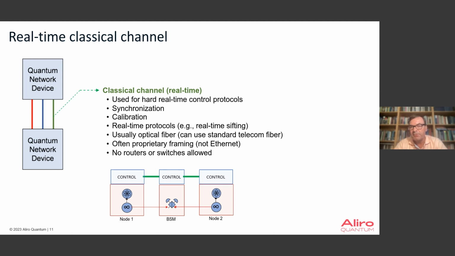Now, because these protocols use custom framing and not standard Ethernet framing, these hard real-time control protocols have to be carried over a dedicated and separate channel, which I refer to as the real-time classical channel. But there's no standard name for it. It's also known by many other names. If you look at the documentation of some of these products, you'll see terms like the service channel or the synchronization channel. But the main point is that because of this proprietary framing, the optical path for these real-time classical channels is not allowed to contain any IP routers or Ethernet switches, because they won't recognize the proprietary framing. But you are allowed to use DWDM muxes or amplifiers, unlike the quantum channel.